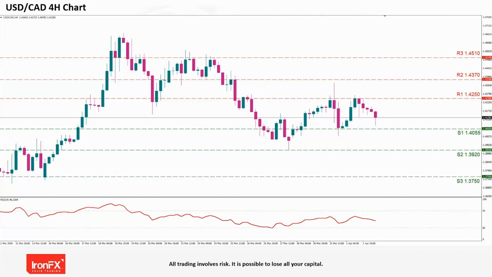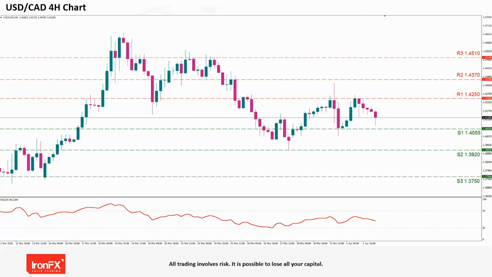The S2 1.3920 level was also briefly tested on the 27th of March, while even lower, we have the S3 1.3750 line, which is also a possibility for the currency and was tested on the 16th of March. The RSI indicator below our chart is currently running between the 70 and 30 level, not providing much information other than some uncertainty being displayed for the time being.